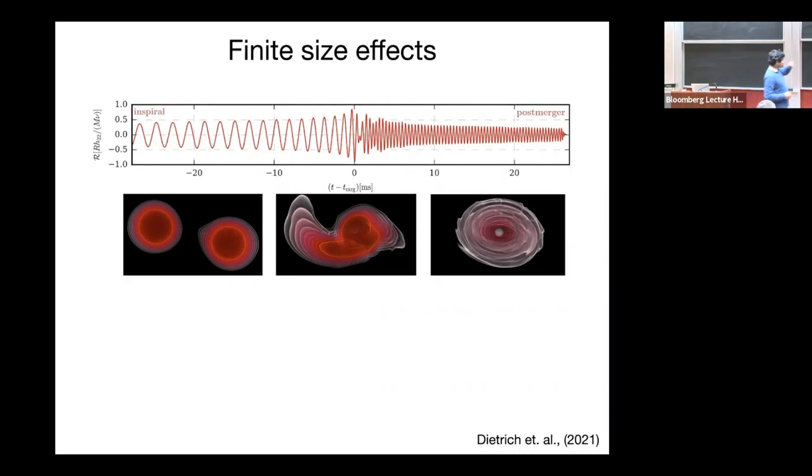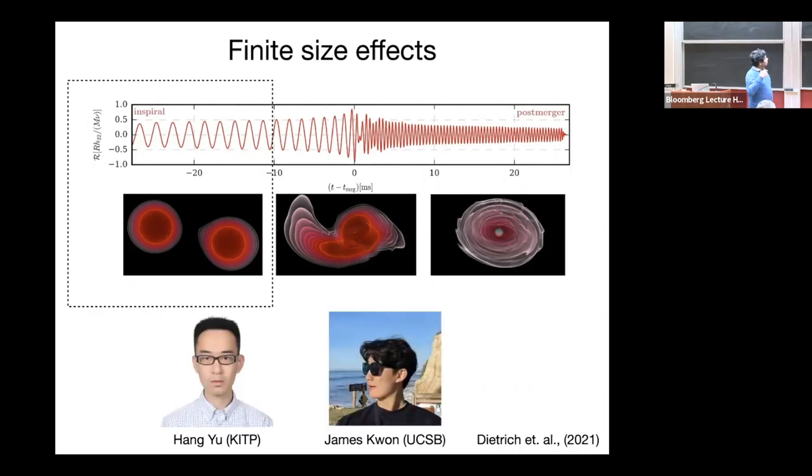But these things, at the current time, are not really observable because the sensitive frequency of the detector cuts off here. So at this point, it's fair to say that we really can understand, and also detect or have a hope of detecting, anything that happens at this point. So in this talk, I will focus mostly on that. This part is work done by Han Yu, who's a postdoc at KITP, and James, who's a student at UCSB.